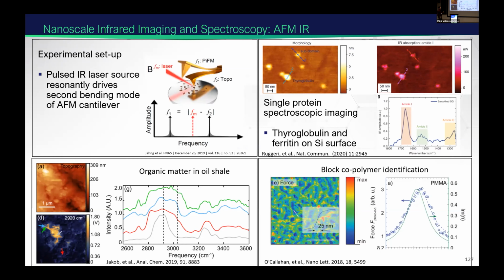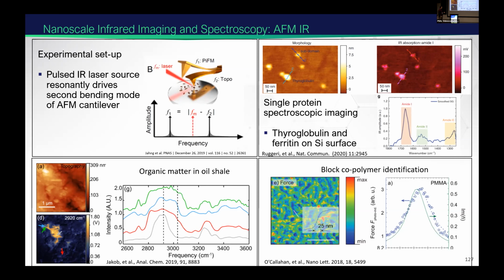This has been used to demonstrate down to single protein spectroscopic imaging here at surface with dispersed thyroglobulin and ferritin. The dimensions are consistent with a single protein, and it shows up as bright contrast in the IR absorption map. So this is amide I, 1650, specific to protein, and you can also do these point spectra, which gives us a little more detail and confirmation that this is actually protein present.